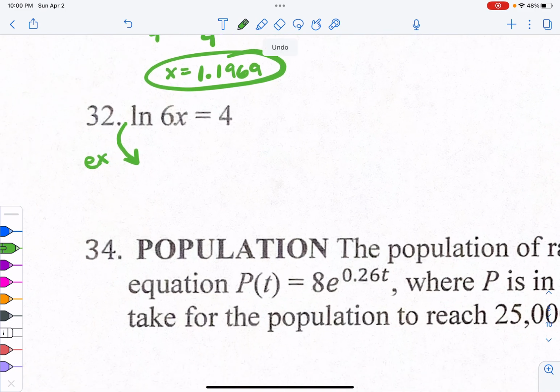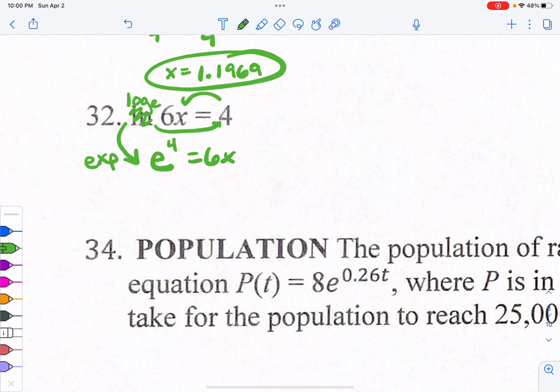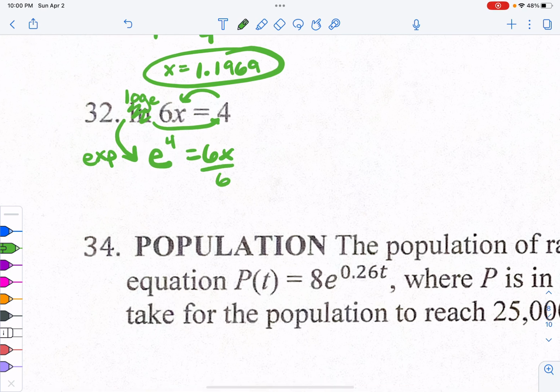So I'm going to make this an exponential function. And I just remember that ln is the same thing as log base e. Okay, so I'm going to say e to the 4th power equals 6x. That's how I flip it around. This base to this power equals this guy, okay? And then what I can do is just type in e to the 4th power into my calculator and divide that number by 6, okay? And that should give me what x is.